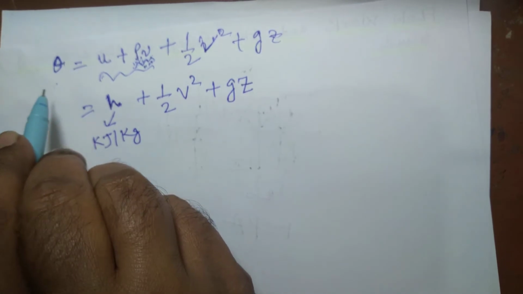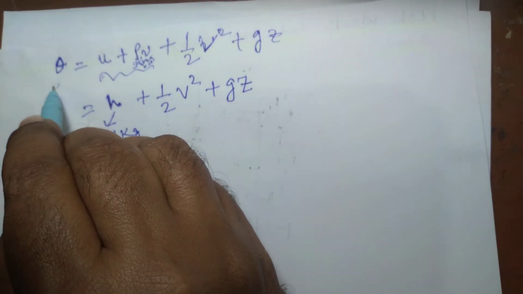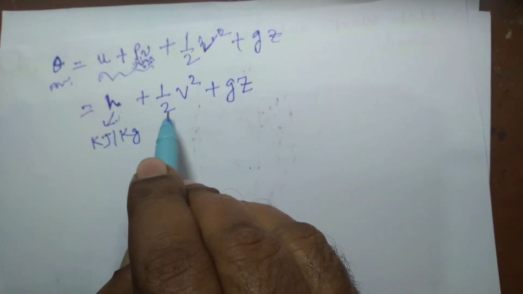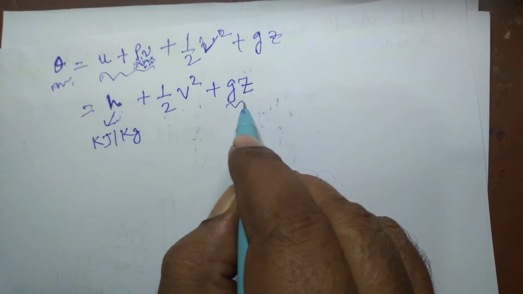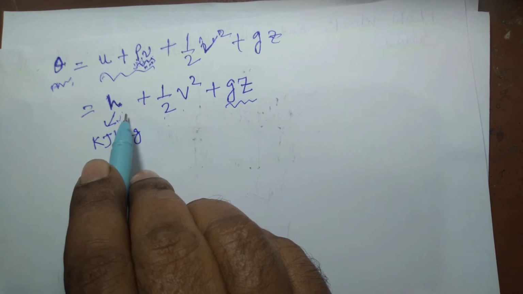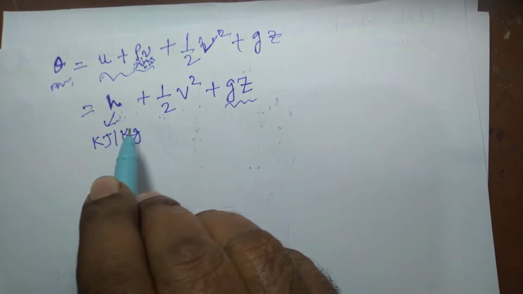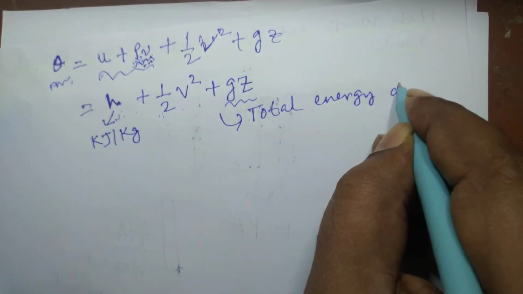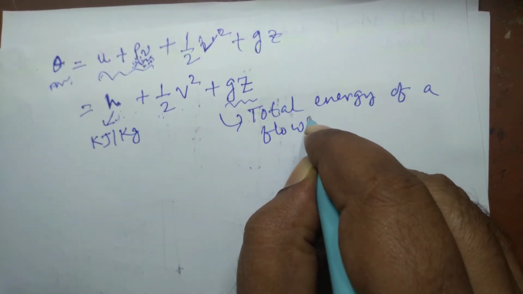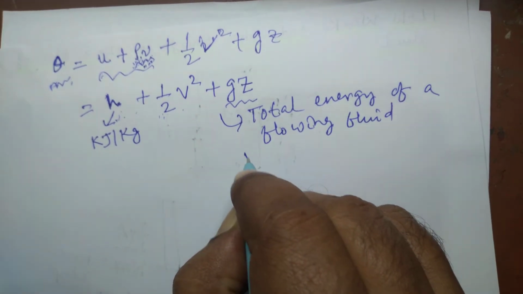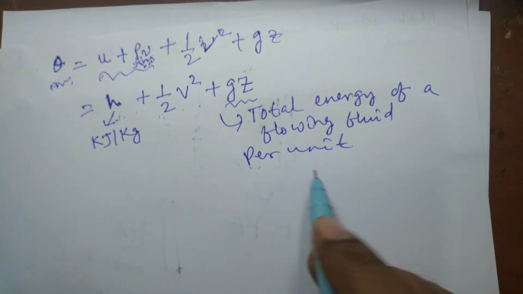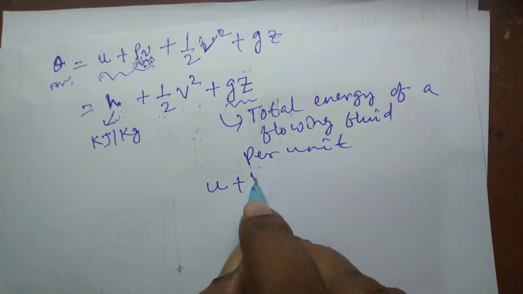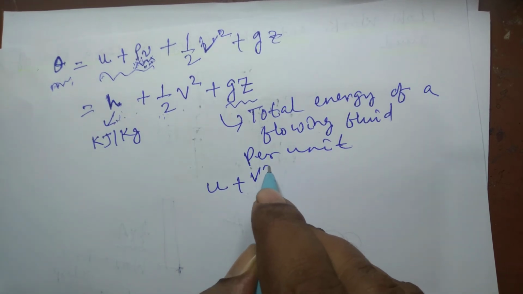This is the total energy, the total specific energy of a flowing fluid, which is denoted by theta. And this is the summation of these three things: h, specific enthalpy, plus half V square, specific kinetic energy, and specific potential energy. This is the total energy of a flowing fluid, and this is per unit mass. And total energy per unit mass in the case of a non-flow system will be U plus the kinetic and potential terms, like this.